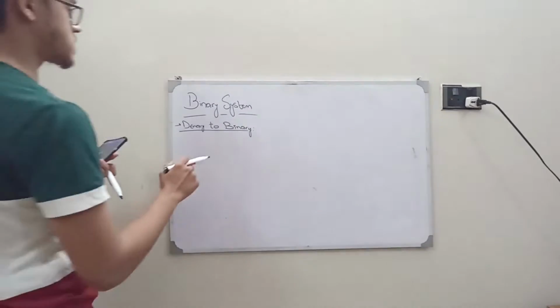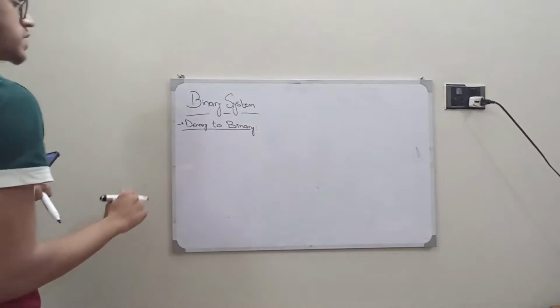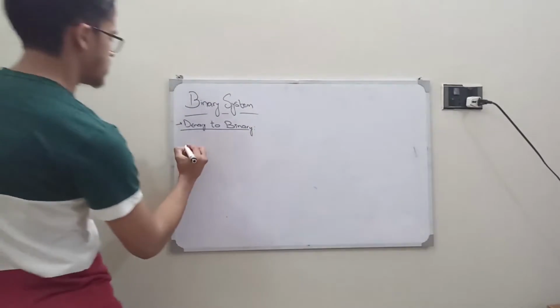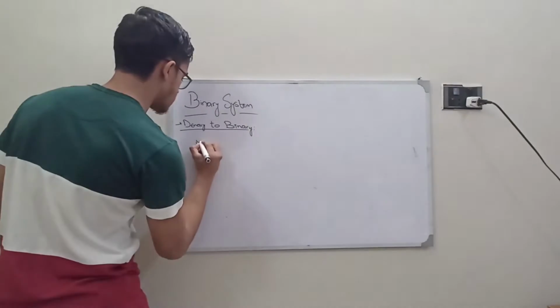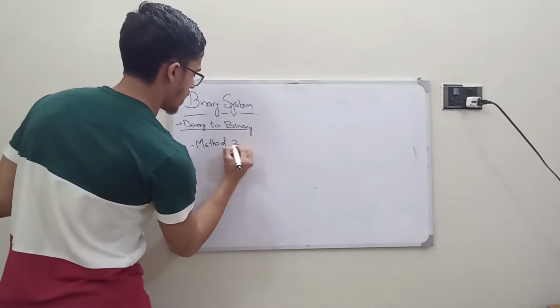Okay, so in the last video we discussed method 1 and we proved why 255 is the biggest number that can be represented in an 8-bit binary. In this video we are going to discuss method 2 of converting from denary to binary.